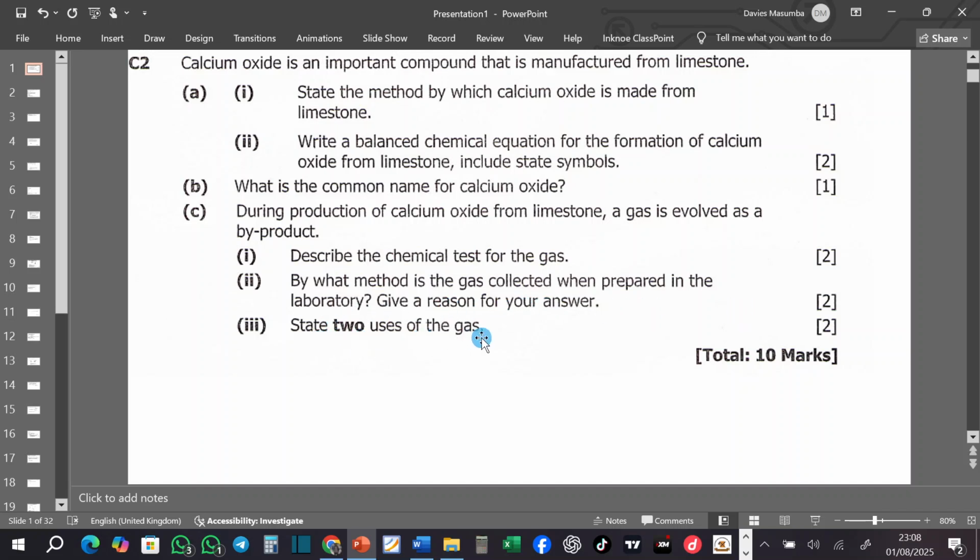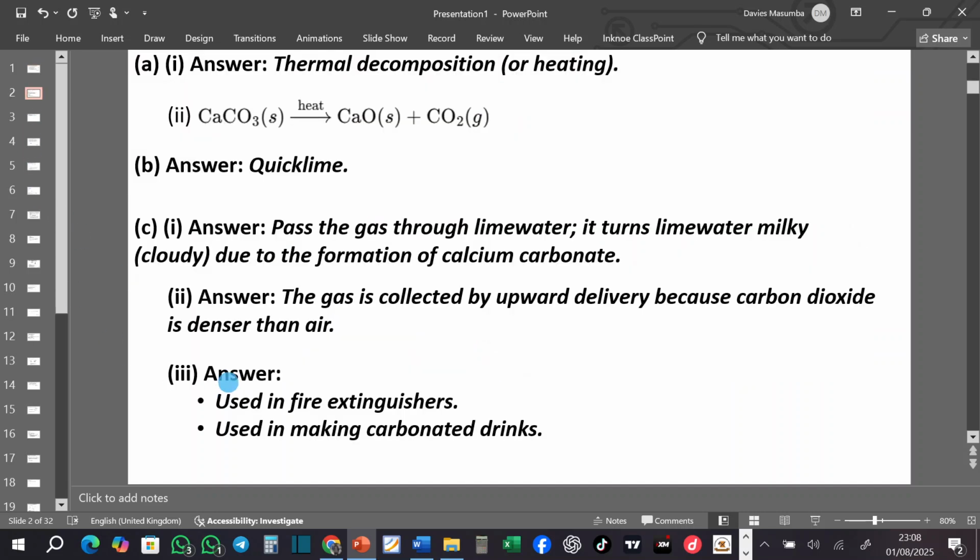State 2 uses of the gas. Since we are talking of carbon dioxide, the uses of carbon dioxide are: one, it is used in fire extinguishers.